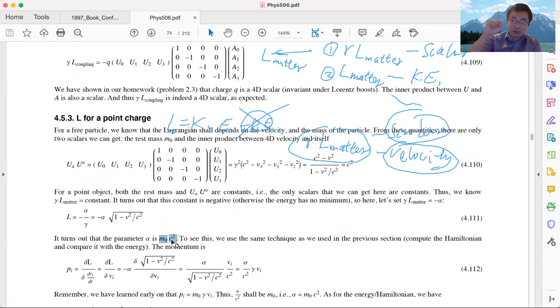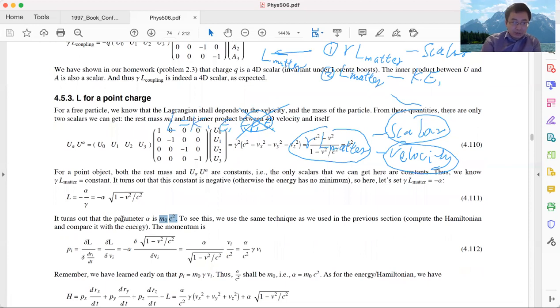Once I have this particle, and I assume there's no nuclear reaction or particle annihilation, this quantity is a constant. So for a point charge, this quantity alpha, we will show it later, is m0 c squared. At this moment, let me keep alpha as an unknown parameter. We will show later it's just rest mass times speed of light squared. Okay, so let me erase everything.